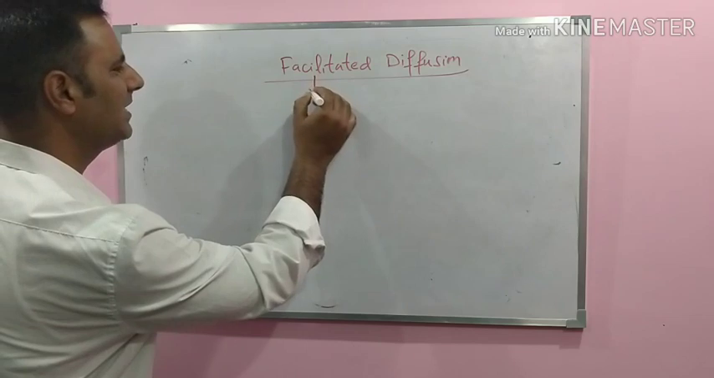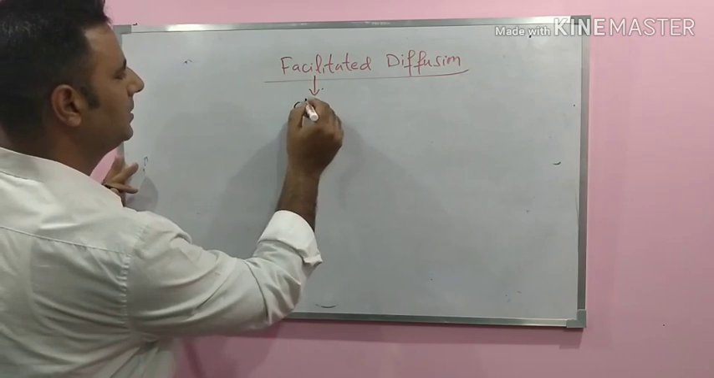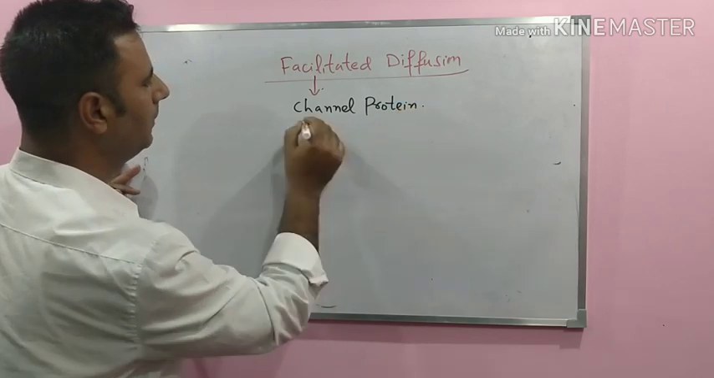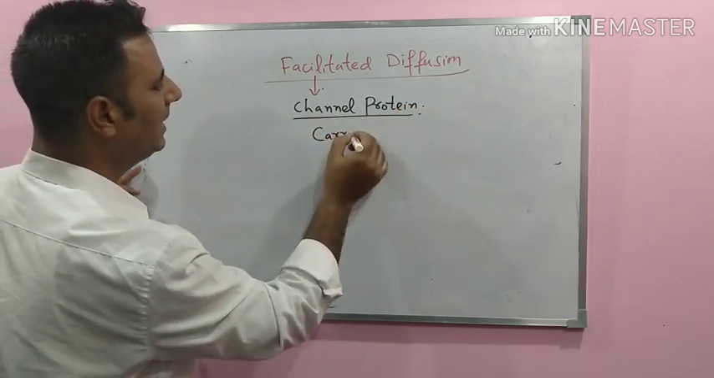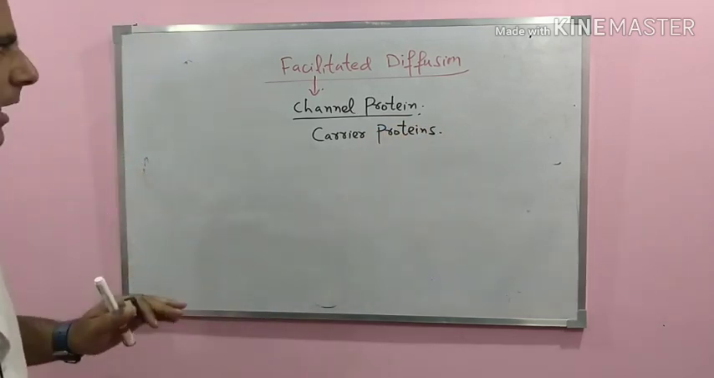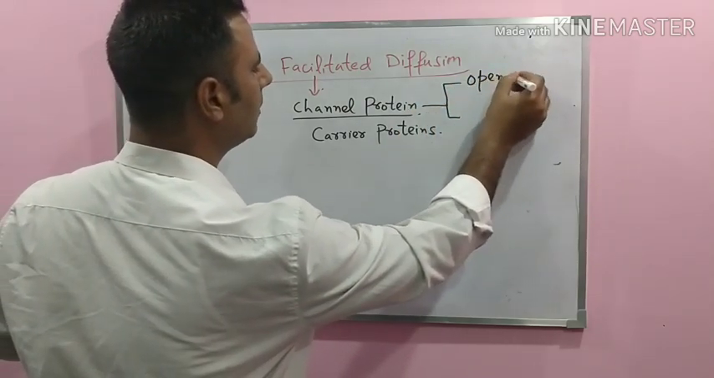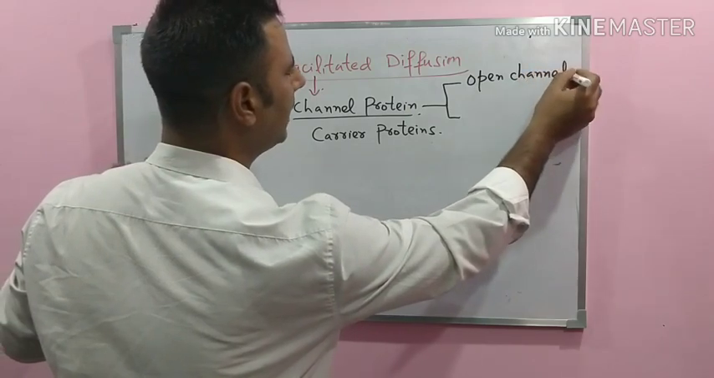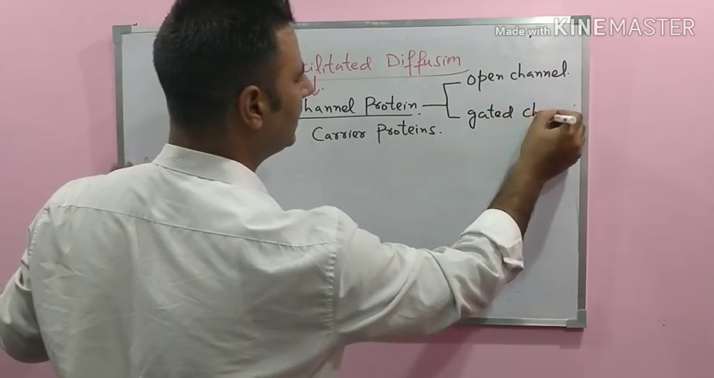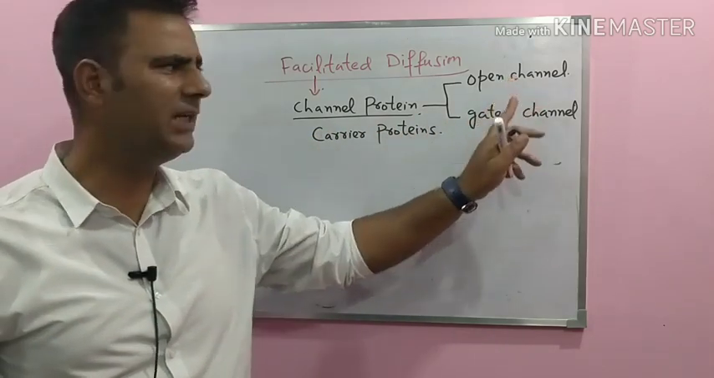And who is going to facilitate this? It will be facilitated by channel proteins, or it will be facilitated by carrier proteins. See, these channel proteins are further of two types: open channel proteins, and second, gated channel proteins. So channel proteins are further divided into open channel proteins and gated channel proteins.